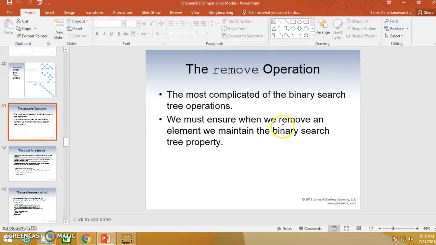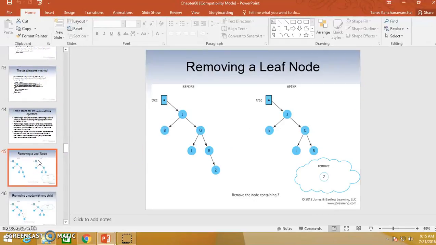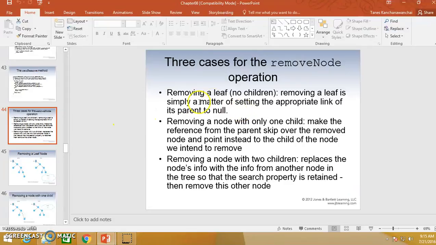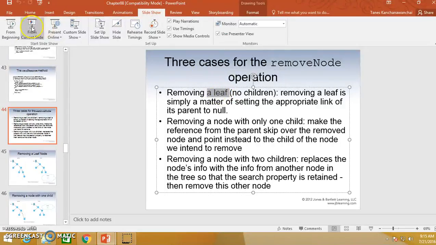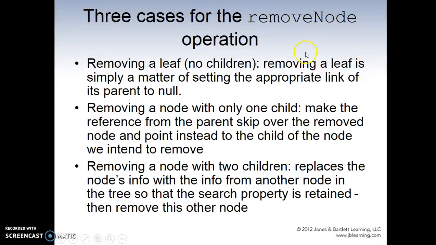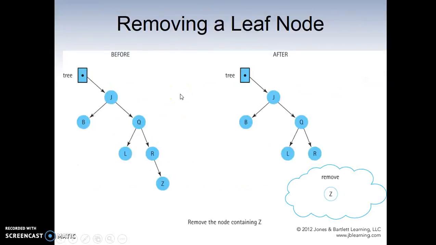Also, we looked at the remove operation, which is the most complicated one. So let's review the remove again. When we remove, there are three scenarios. If the node that we try to remove is a leaf, removing a leaf is simply a matter of setting the appropriate link of the parent to null. For example, if we try to remove Z from this tree, then we just set R pointing to null.